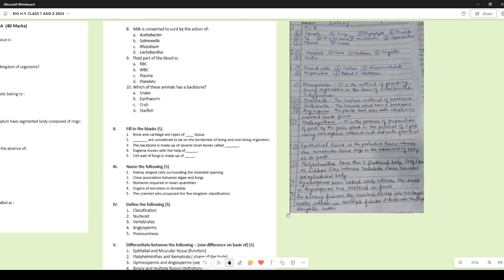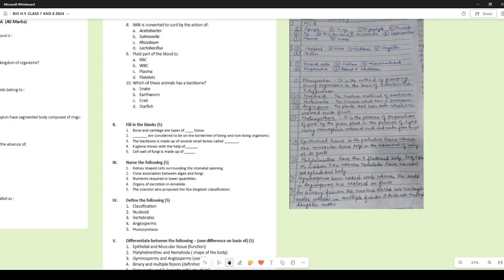Now let us take up this part over here. Milk is converted to curd by the action of what? Lactobacillus. Fluid part of the blood is plasma. Which of these animals has a backbone? Snake, because it belongs to reptilia. It is a vertebrate. All the rest of them are invertebrates.